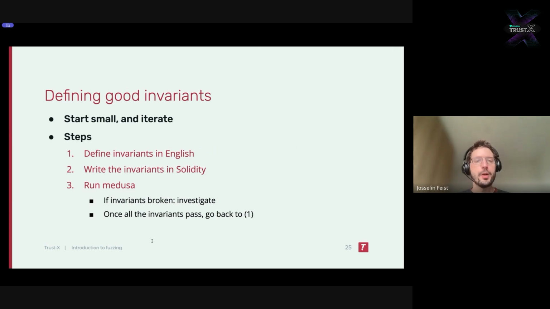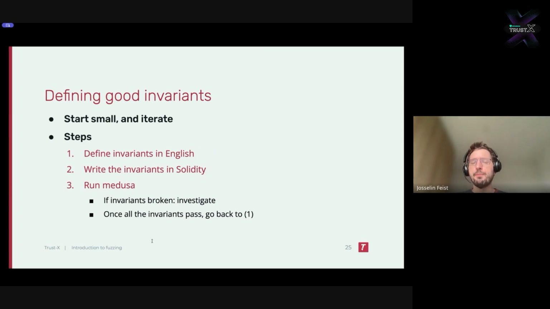The recommendation we usually give to people is, when you have a new code base, don't try to do something too complex from the beginning. Start with something really small, start with the most straightforward invariant you can think of and you can test, and iterate over it. Don't start by writing the invariant directly in Solidity. Write it in English, then write it in Solidity, run Medusa. If the invariant is broken or if there is something wrong, you have to investigate manually. If the invariant passes, you can go back and have this iterative process where you define some invariants, you implement them, you test them with Medusa, and you continue that way.